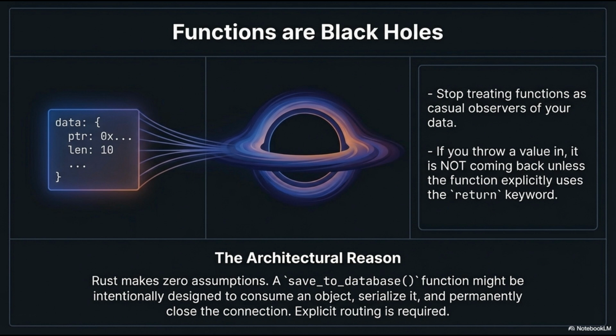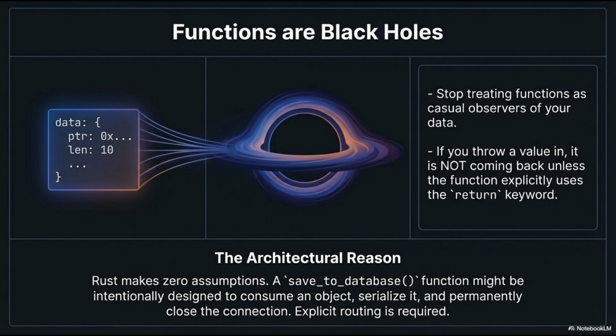Because an automatic return assumes that the function actually wants to give the data back. What do you mean? Well, imagine a function called saveToDatabase. Its entire purpose is to take your user object, serialize it, write it to disk, and then permanently close the connection.